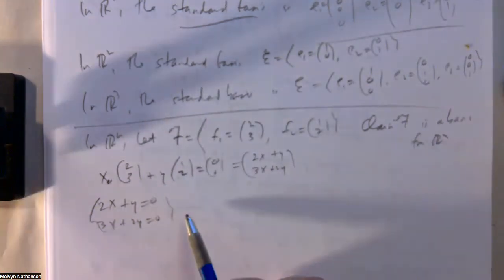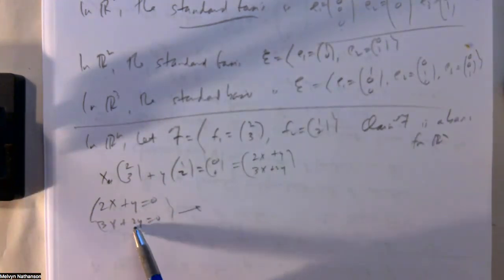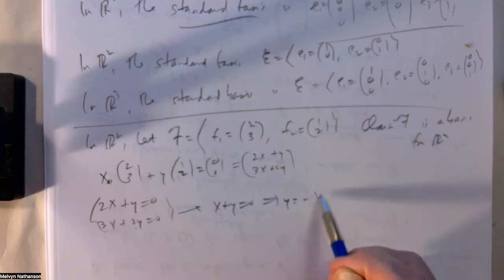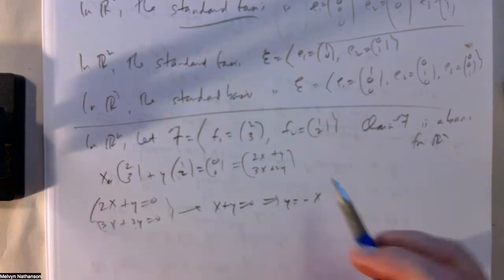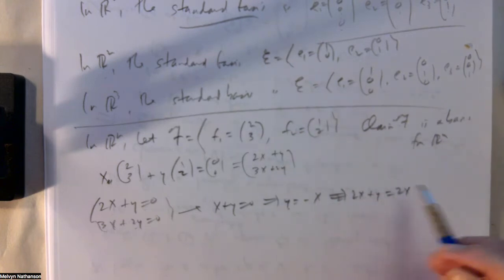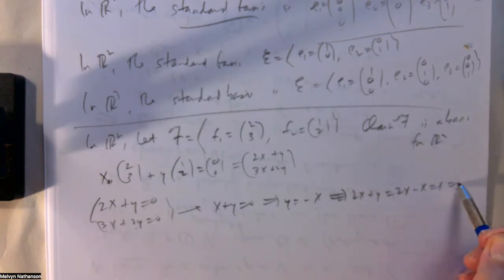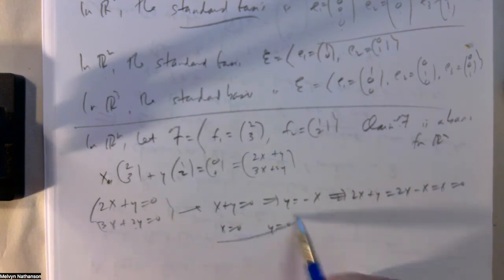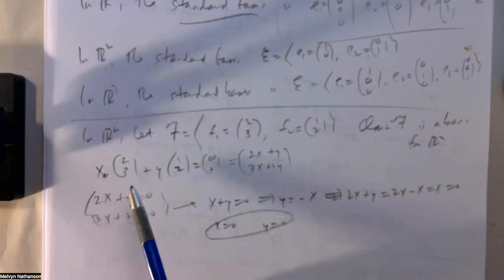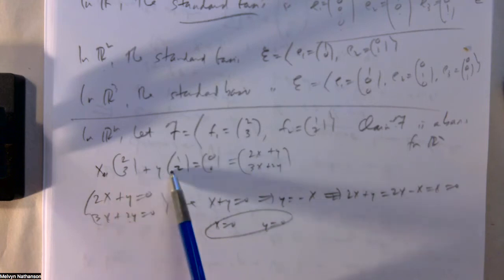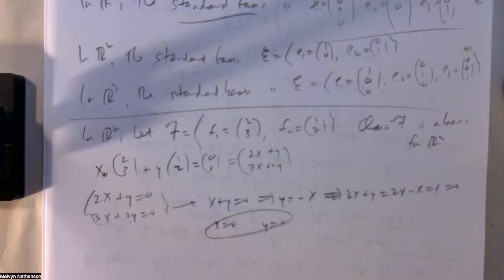What are the solutions of that? Well, if you subtract the first equation from the second, you get x plus y equals 0. So y is minus x. You plug that into the first equation, 2x plus y is 2x, and y is minus x, so x equals 0. So x is 0, and y is 0. So the only linear combination of the vectors (2, 3) and (1, 2) that gives you the 0 vector is the trivial linear combination with x and y both 0, which means these two vectors are linearly independent.